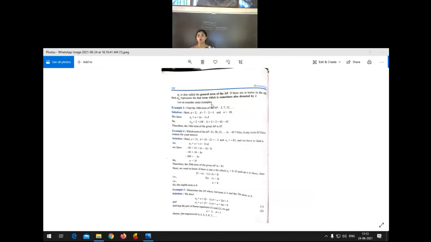The nth term, or we can call it the general term or last term, of an AP is an = a + (n - 1) d. So our today's topic is the nth term of an AP. I think most of you have got the idea of the nth term of an AP, but once again I want to recall this concept, the general term: an = a + (n - 1) d.